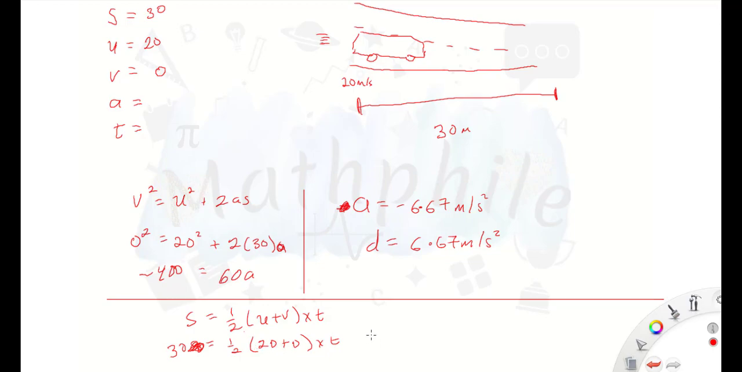So then the time is equal to 3. Please check for me. Yes, 3 seconds. The time is 3 seconds. Okay, so that is very good.